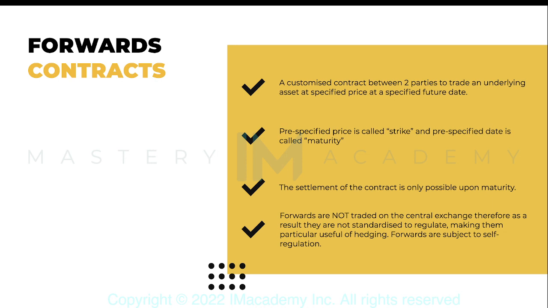Okay? And in general, when two parties enter a forward contract, they agree to trade a certain underlying asset on a predetermined date, which is called maturity, for a predetermined price called strike. The settlement of the contract is only possible upon maturity. So if you sign the forward contract, you cannot get out of this earlier. So the end of the contract only comes when the maturity date comes.